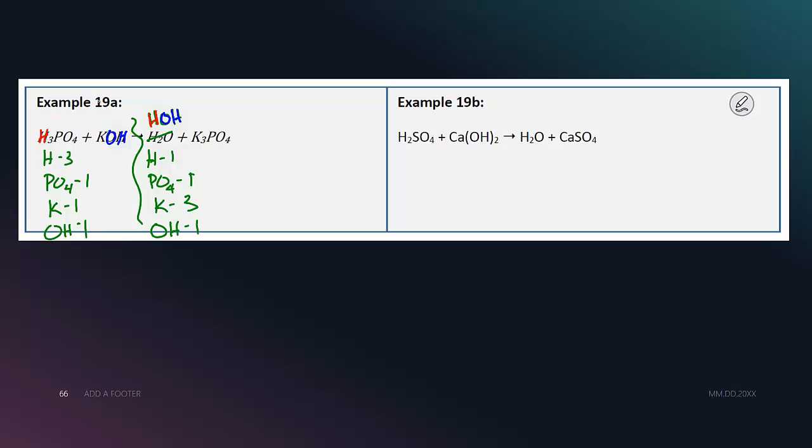So to balance this, I will need 3 waters to give me the 3 hydrogens I started with, but that'll also give me 3 hydroxides. 1 phosphate balances 1 phosphate. 3 potassiums cannot come from 1 potassium, so putting a 3 in front of the molecule with potassium will give me my 3 potassiums, but it also triples my hydroxide, and just like that, the reaction is balanced with the coefficients of 1 to 3 to 3 to 1.